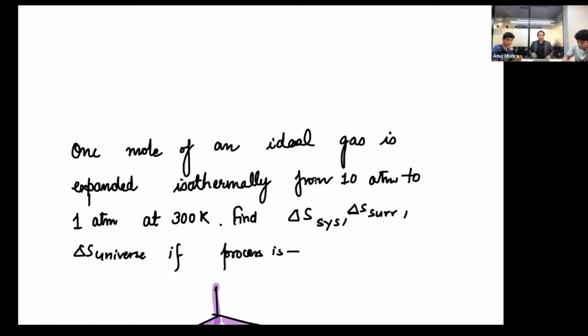करिए, solve करने की कोशिश करिए. So if the process is reversible, second is irreversible. 2 questions हैं. अब फॉर्मूला आपको सारे पता है.